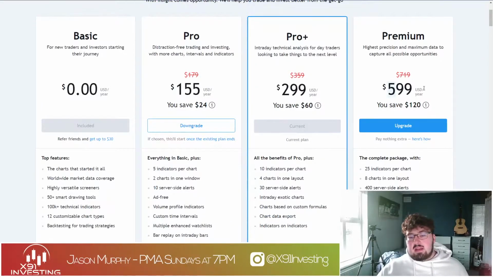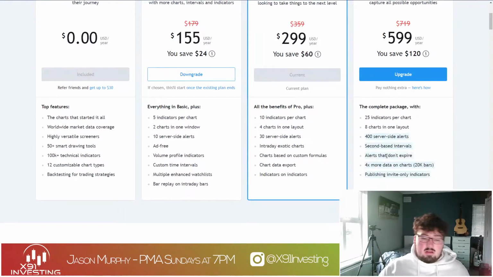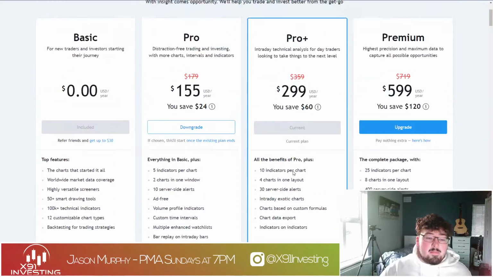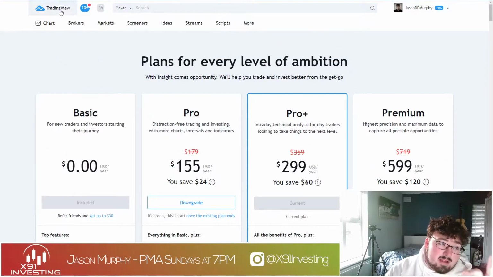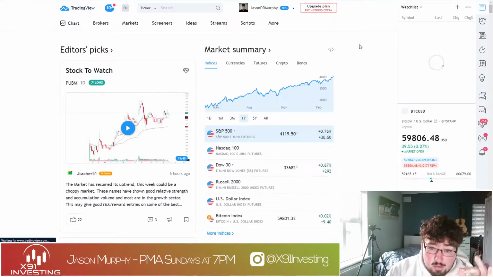I'll have to pay them the balance obviously if I want to go up to the premium, but I see no need in having 25 indicators, 8 layouts on one screen, 400 server side alerts, all this stuff. Actually, the 400 server side alerts, I don't need more than 30, but that would be handy if you were doing massive scalp trading and all that kind of stuff. Very, very handy. And you get access to second charts as well, so if you were scalping, you would be making a considerable amount of money short term.